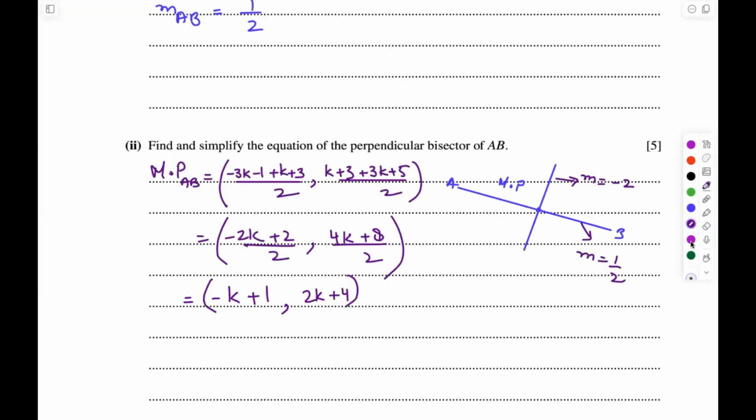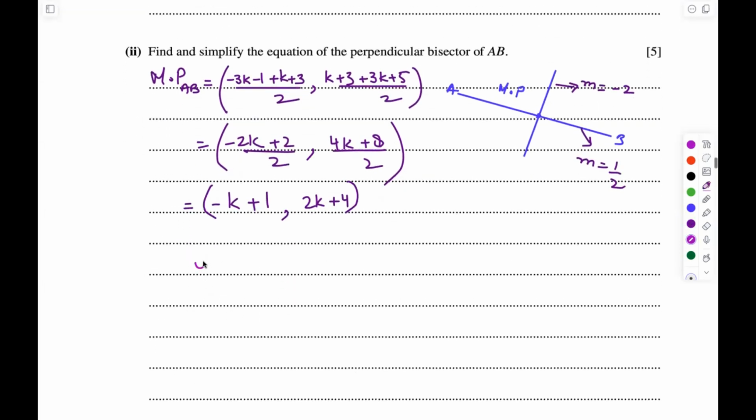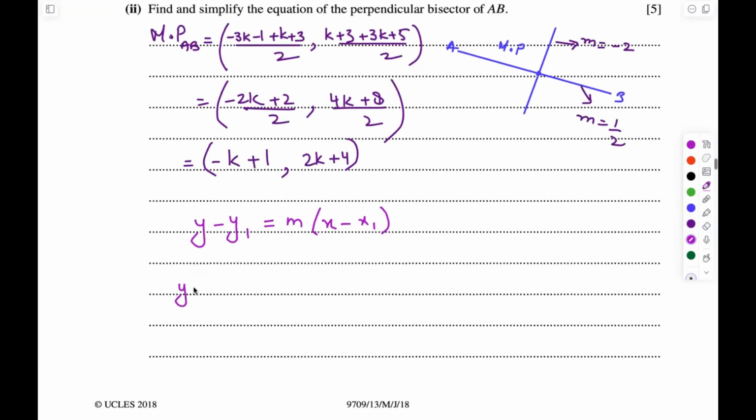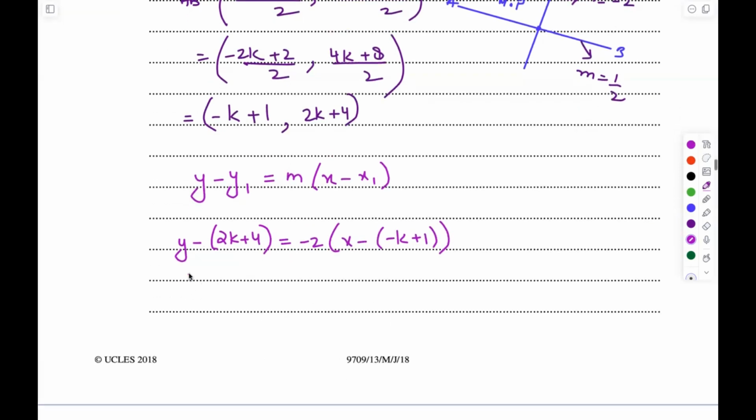So once we have the coordinates of the midpoint and we also have the gradient, which is -2, the equation is given by the formula y minus y1 is equals to m into x minus x1. So this will be y minus y1, which is 2k plus 4, is equals to m, which is -2, into x minus x1, which is minus k plus 1. Now expanding this, we'll get y minus 2k minus 4 is equals to -2, and this will become x plus k, and this will be up -1.